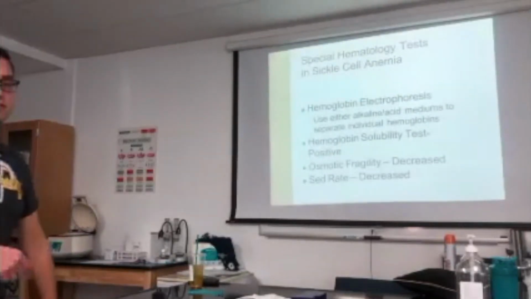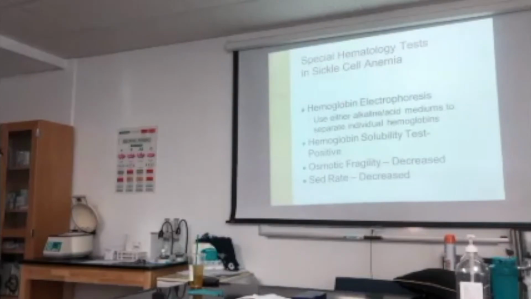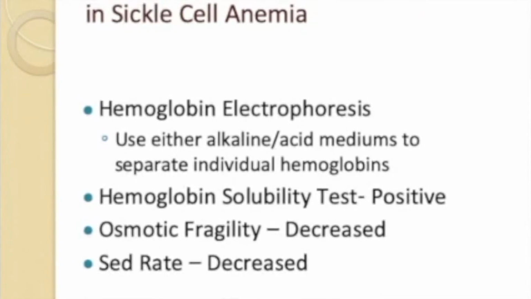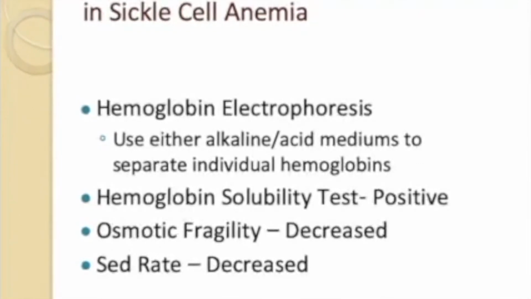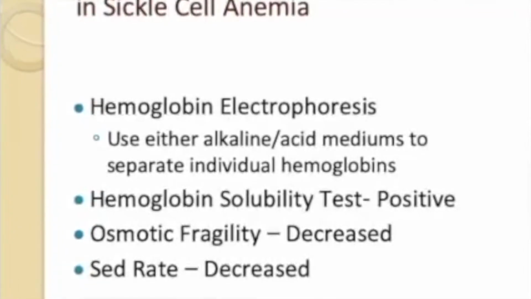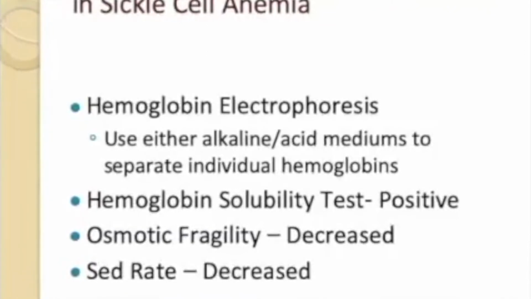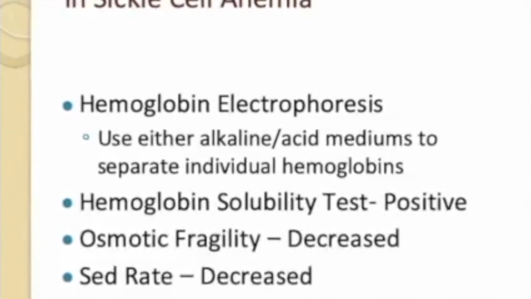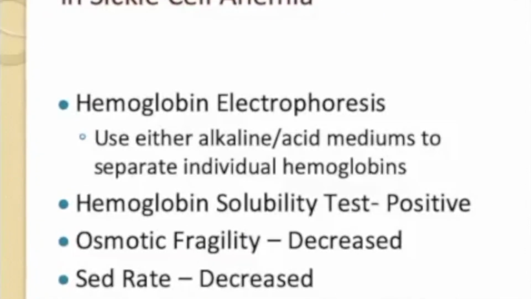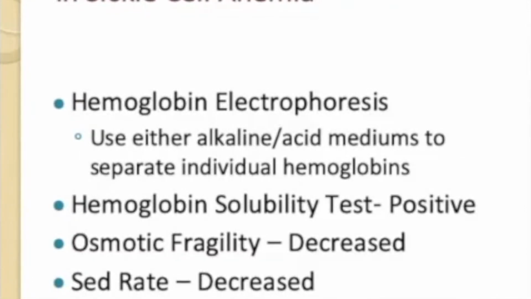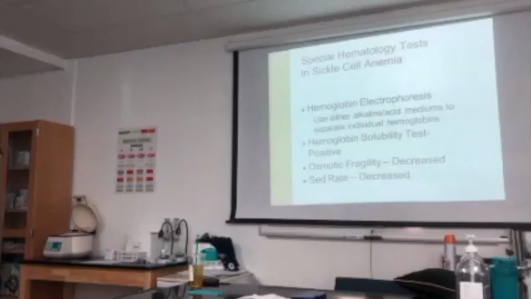So the main way that we're going to confirm somebody with sickle cell is a hemoglobin electrophoresis. We're going to use either an alkaline or acid medium to separate the different kinds of hemoglobins that we see. And of course, in patients with hemoglobin S, we're going to see a very high concentration of hemoglobin S. As far as osmotic fragility, like we talked about before, that's going to be decreased. And remember, since these RBCs are a little bit smaller, it's going to affect the sed rate. The ESR is going to be decreased in this case. And then again, the hemoglobin solubility test is going to be positive.